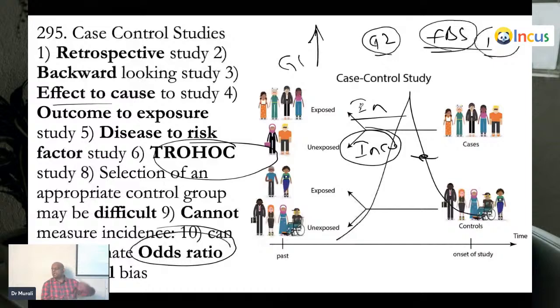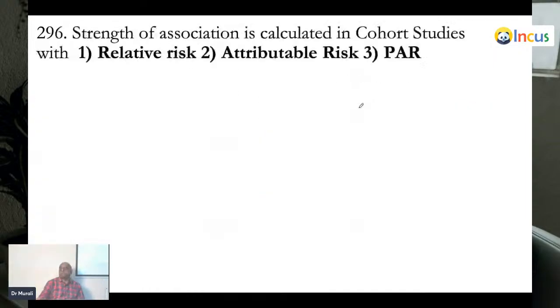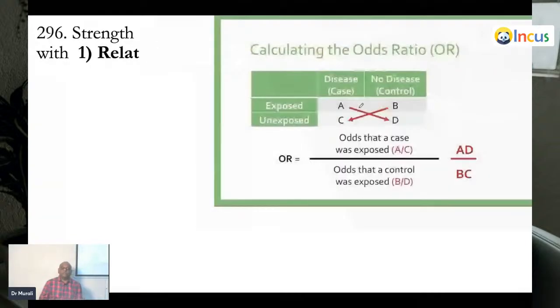And in case control, cases had exposure for a very remote period in the past. That's the reason recall bias is very common in case control studies, is what you need to remember. So relative risk, attributable risk, population attributable risk are the ones which are used in cohort studies for calculating the strength of association, is what you need to remember.